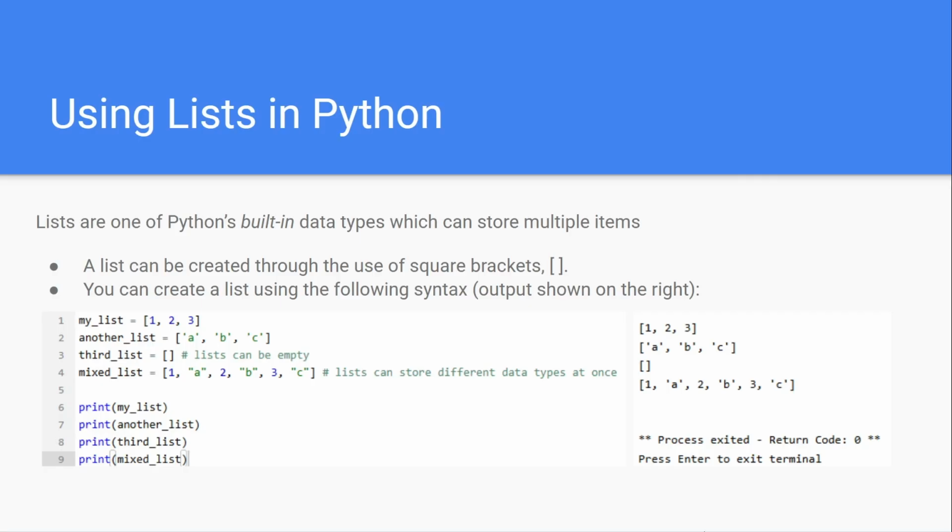Lists are one of Python's built-in data types. They allow us to store multiple items inside one variable. A list is created using square brackets. For example, we could create a list containing several names, numbers, or other values.